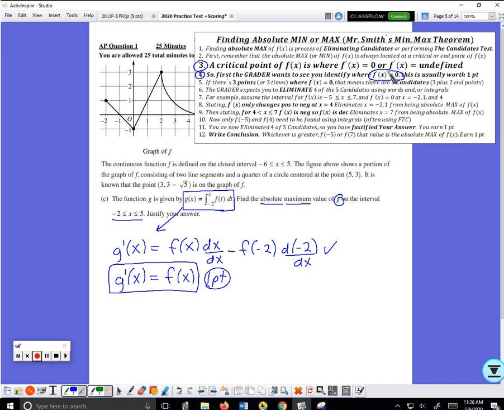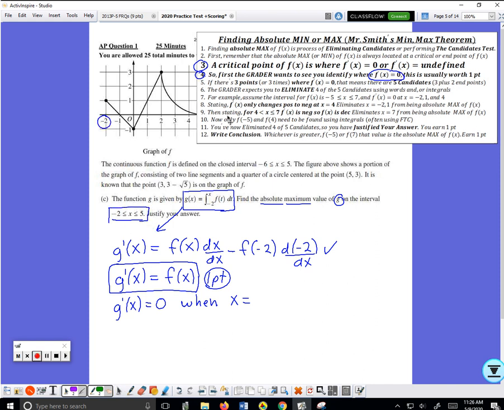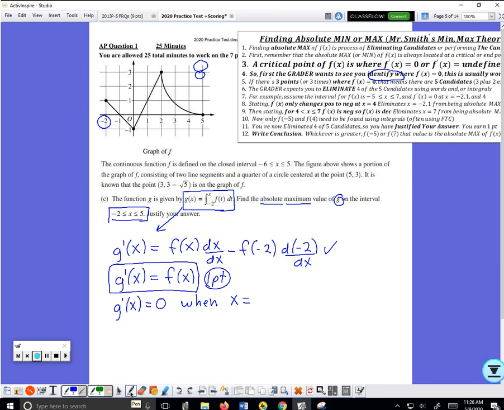So let's see. g prime of x is going to equal 0 when x equals, what's the interval here? -2 to 5. So that's good. It's just the graph, -2 to 5. So I'm looking here, here, and here is also an endpoint. So when x is equal to -1, 0.5, and 5.